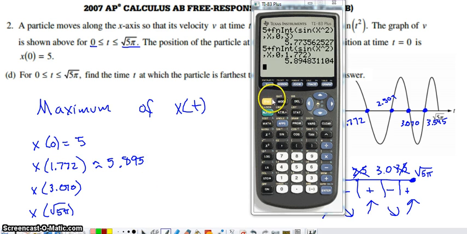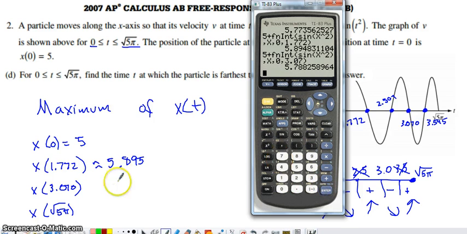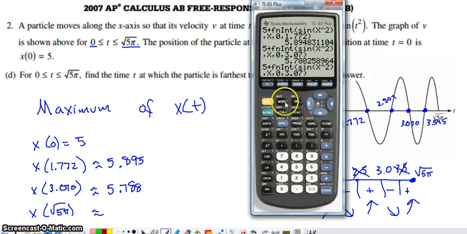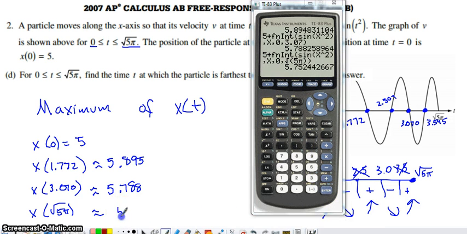I want to figure out what my position is at 3.070. So I'm just going to evaluate this again. And that would give us about 5.788. And then I want to know the position at the square root of 5 pi. So we're going to evaluate this one more time. So second enter. And we'll change that upper limit of integration to the square root of 5 pi. And I guess I do need one more parenthesis to close that. I don't know why I hit that button. That's what I wanted to hit. And I end up with 5.752.